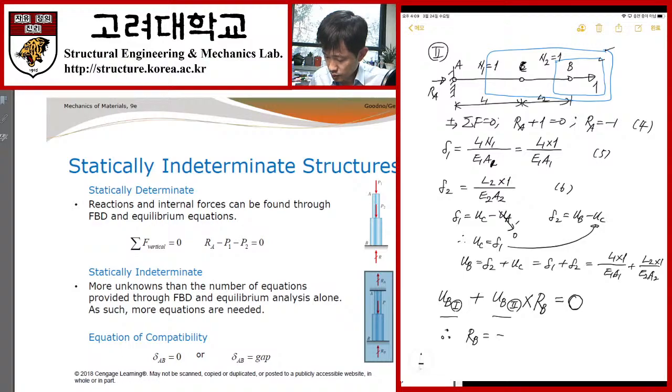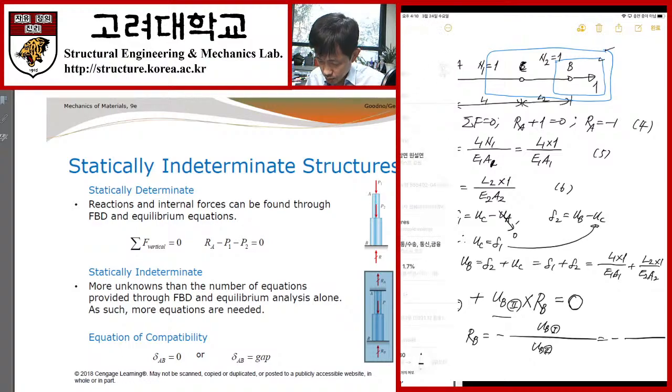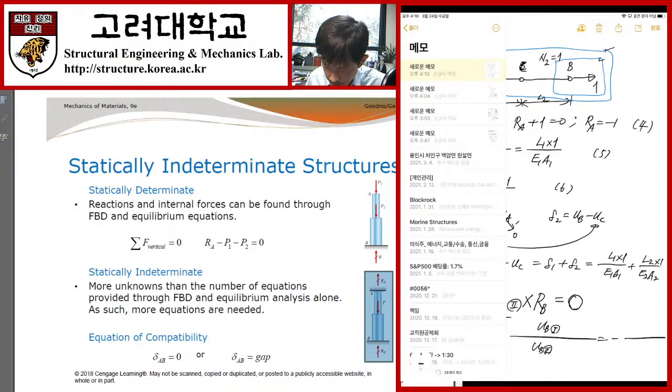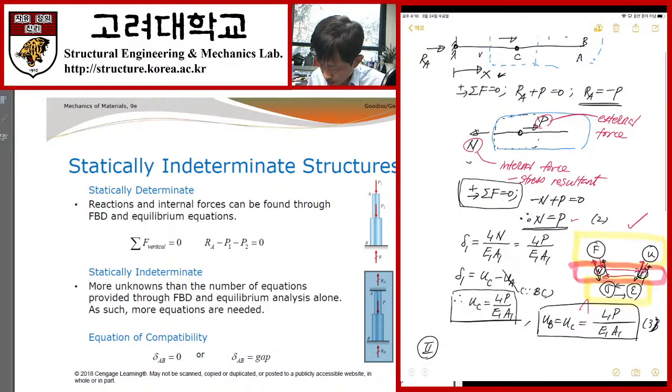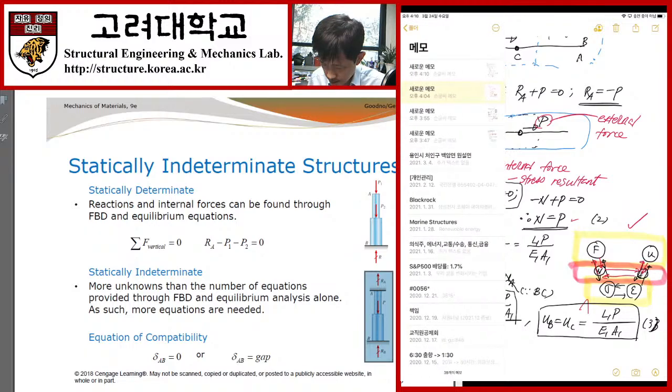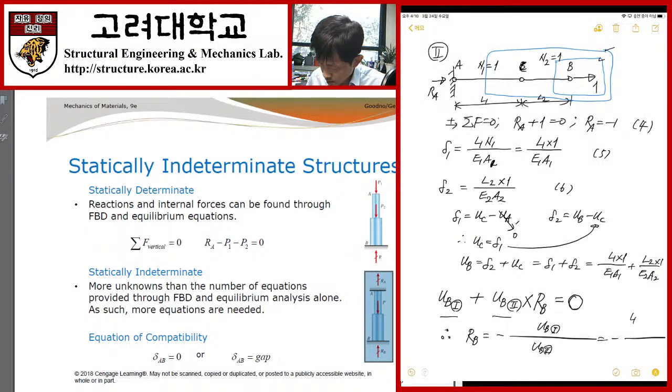So RB is equal to minus UB1 over UB of system 2, isn't it? So minus, this is equal to, where is UB1? UB1 is equal to L1 P over E1 A1. This is UB1. And UB2 is here, system 2. So L1 over E1 A1 plus L2 over E2 A2. Okay?